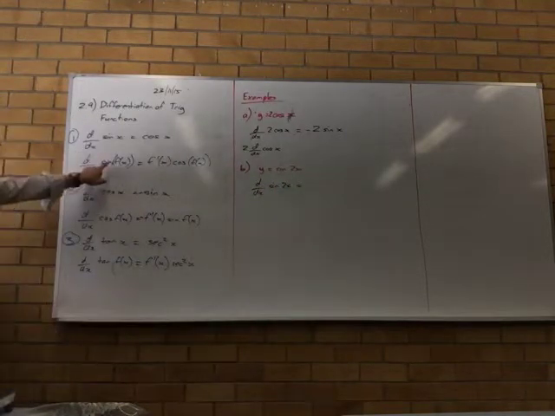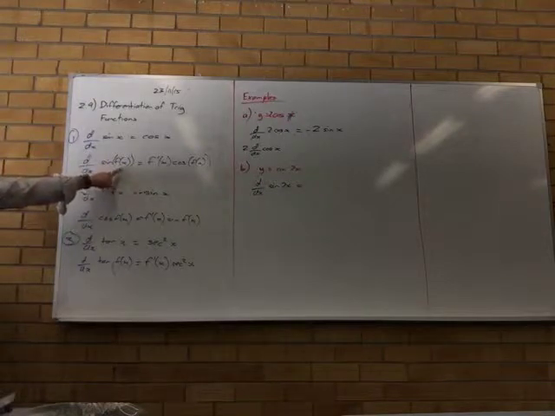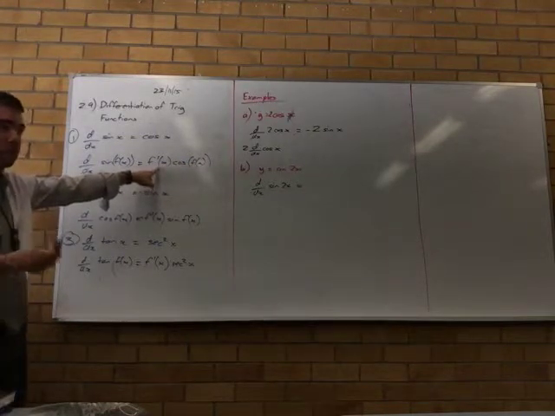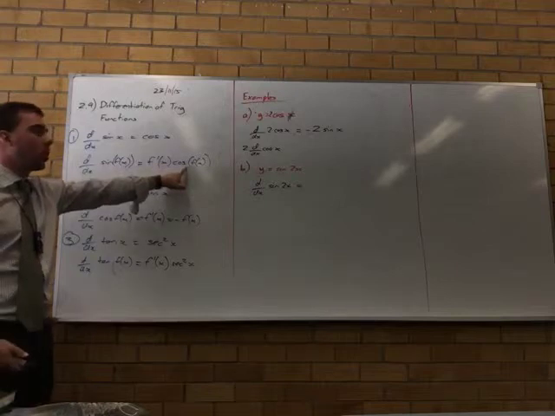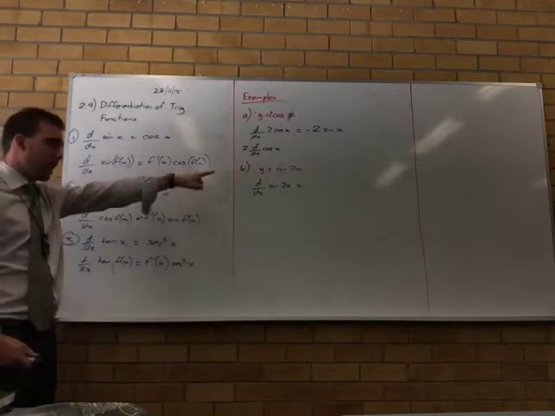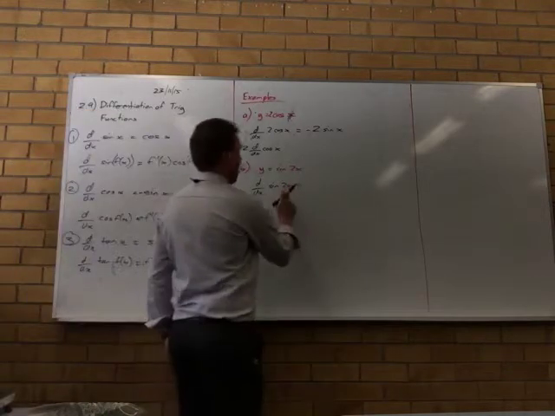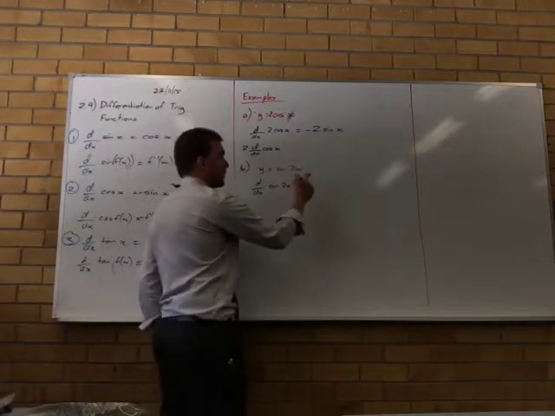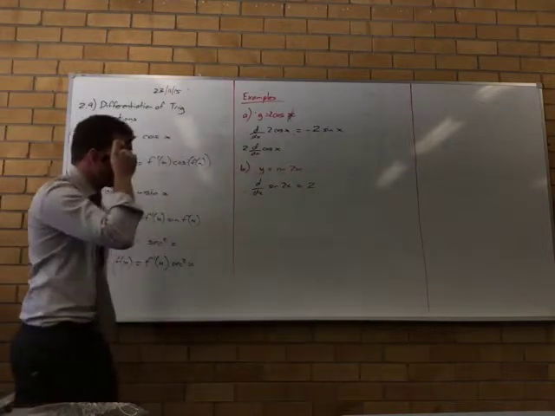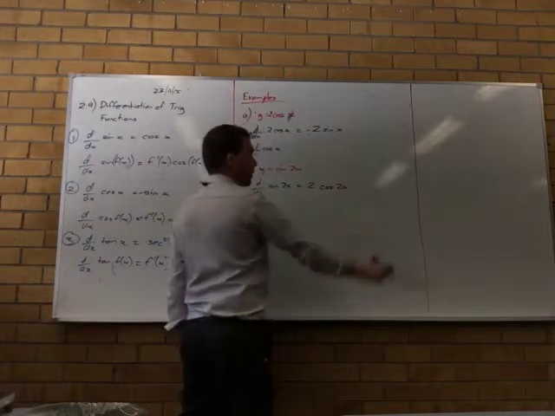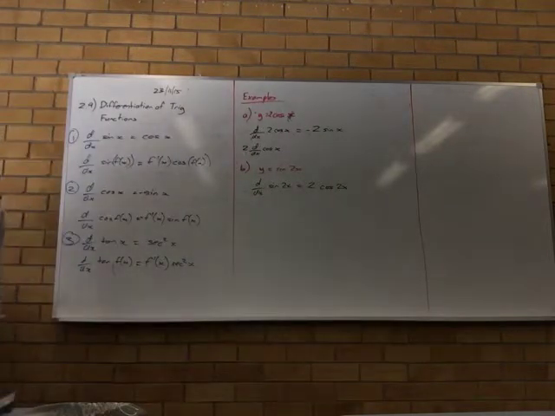Right, so the rule is d/dx of sine of some function of x, so when it's something other than just an x there, is equal to the first derivative out the front of that function within the sine, times cos of the same thing. So when you differentiate sine, you get cos. Now, f of x is 2x, the f dash of x is 2, so the 2 goes out the front. The 2x stays after the cos, so it'll be 2 cos of 2x.